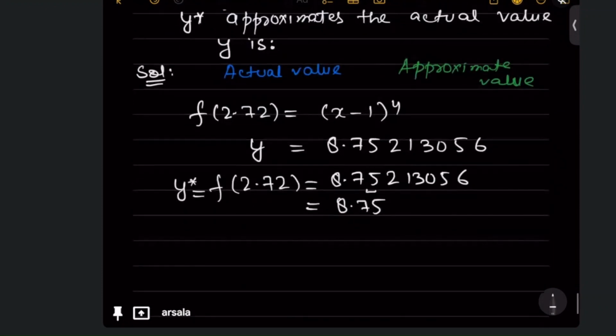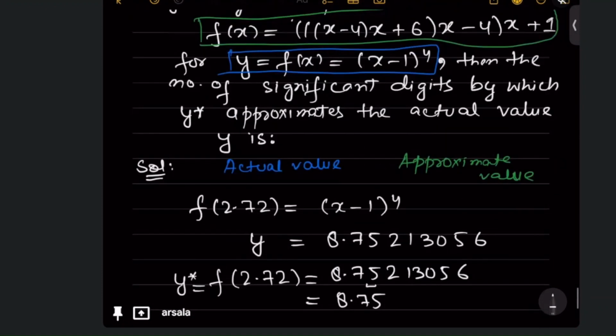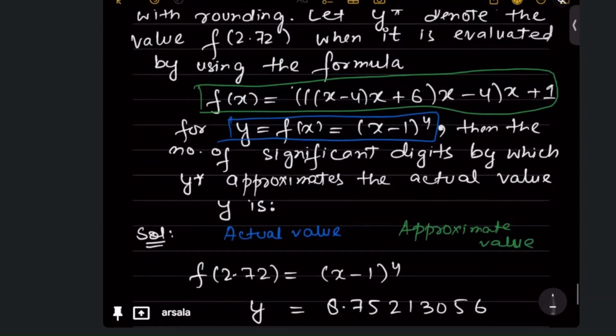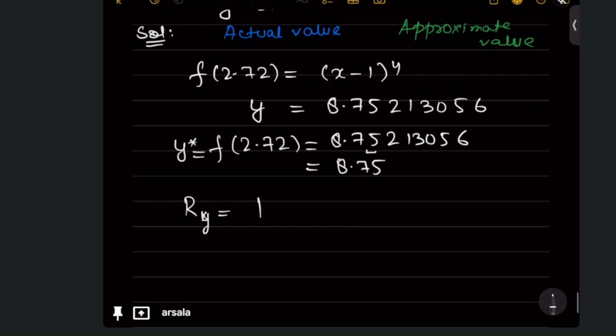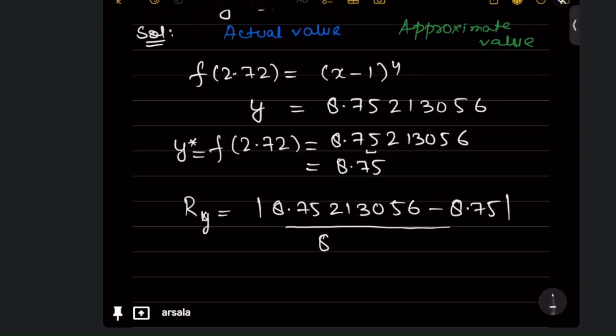Now what we have to do is find the relative error. What are you getting for the relative error? It will be something like 8.75213056 minus 8.75 upon 8.75213056, which is 2.43 into 10 power minus 4.